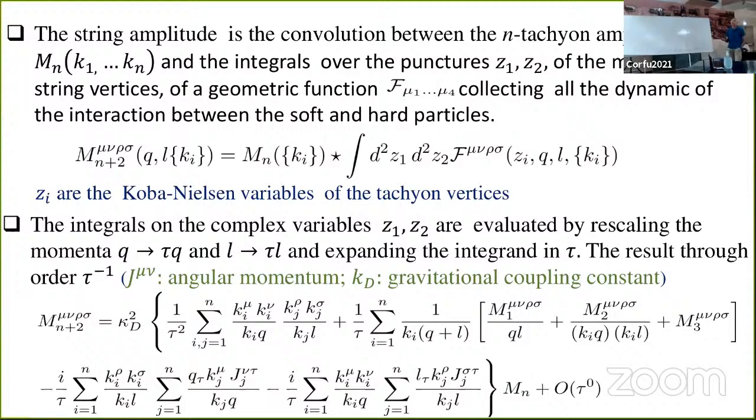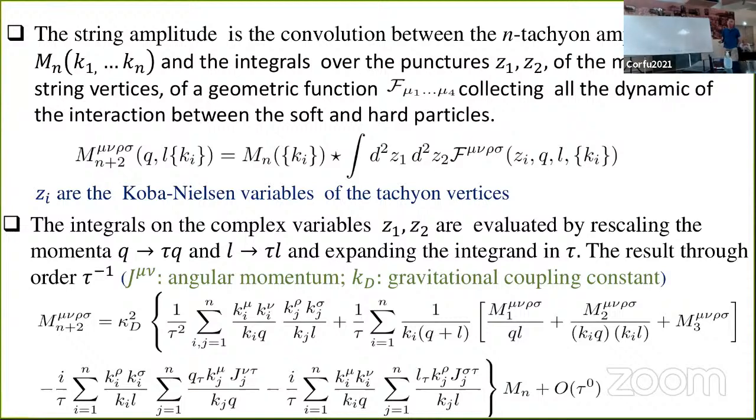Okay, we have done these two integrals, but of course in the limit where the momenta of the two massless particles are small. We have scaled the momenta by a small parameter tau, and we have expanded in this small parameter. We have done these two integrals at the leading order, 1 over tau squared, and at the subleading order, 1 over tau, and we have got this expression, this operator. We have been able to write the result of the integral as an operator that acts on the n-tachyon amplitude. And this is the expression.